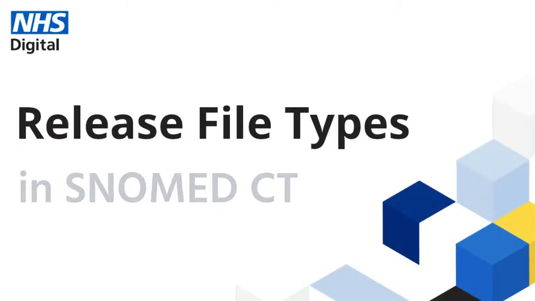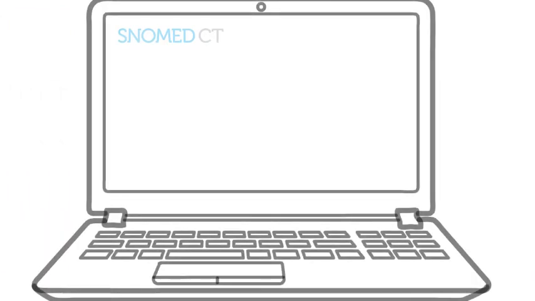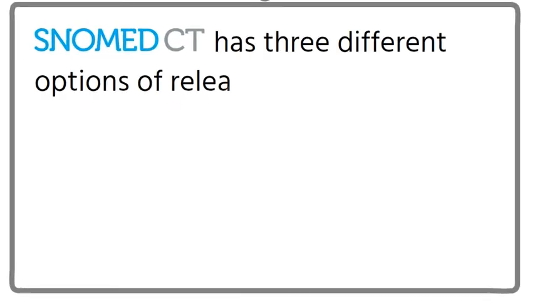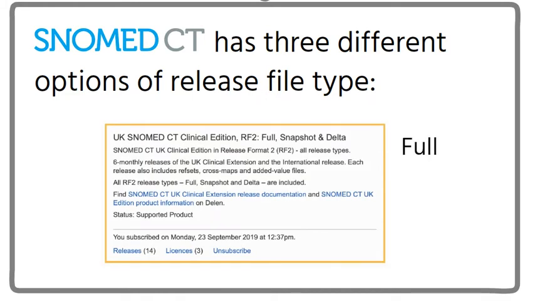Release file types in SNOMED CT, the clinical dictionary with an electronic health and care records. SNOMED CT has 3 different options of release file type: full, snapshot and delta.